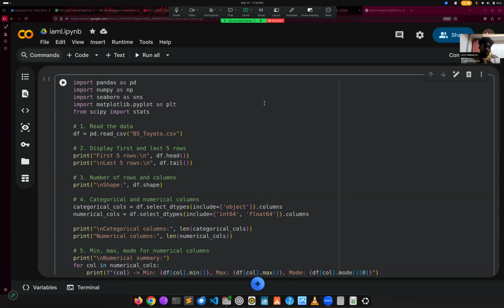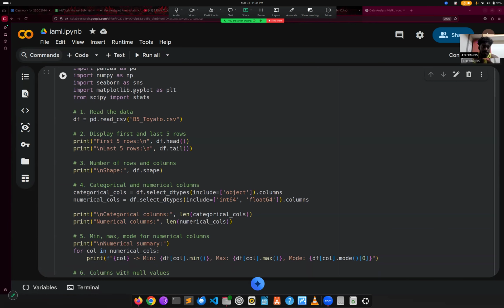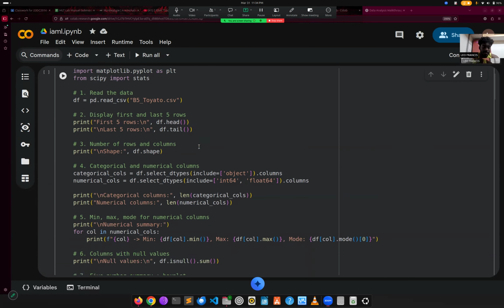So here, what I've done is I have imported some packages from Python. And first, I'm loading a data set into a data structure. And this allows me to analyze the data and manipulate it.